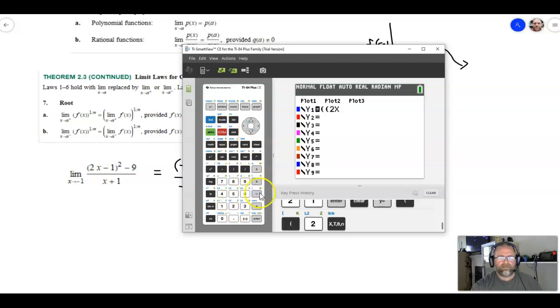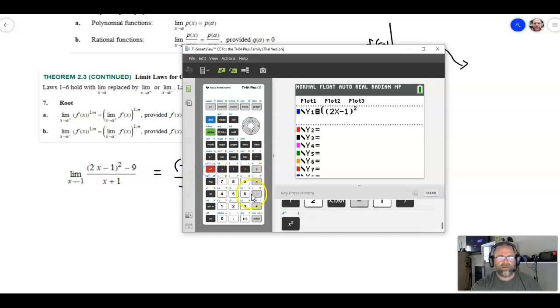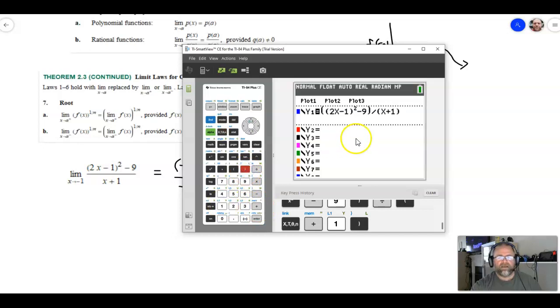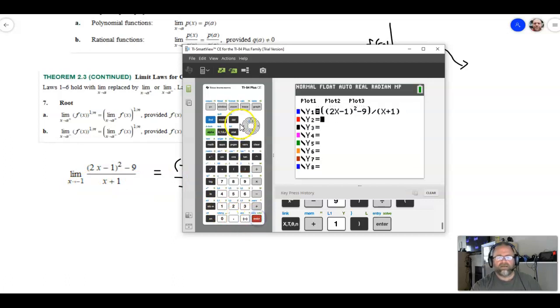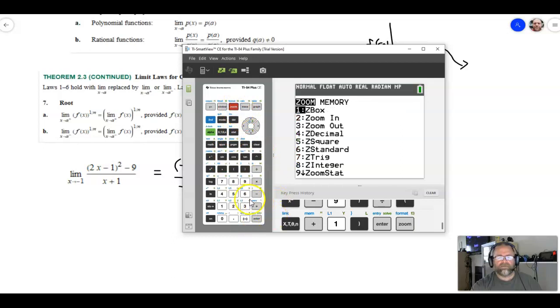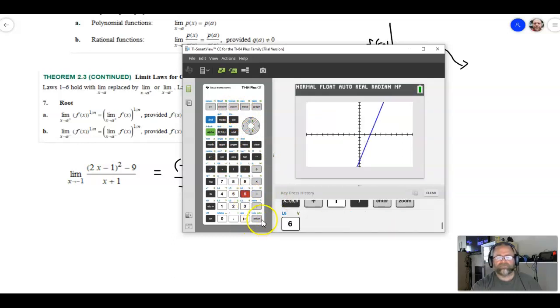So 2x minus 1 squared minus 9, and close parentheses, and divided by open parentheses, put the entire bottom in parentheses, x plus 1. And I want to see what it's doing when x is equal to -1. So let's go ahead and zoom. We'll do a standard zoom at first.